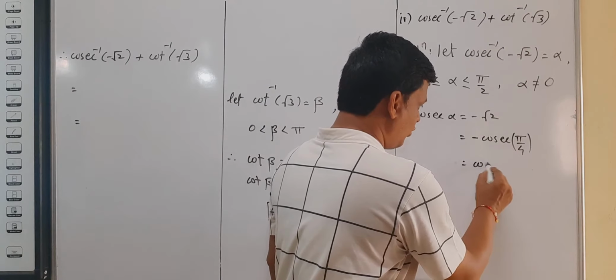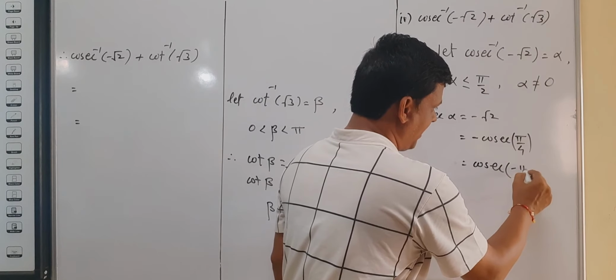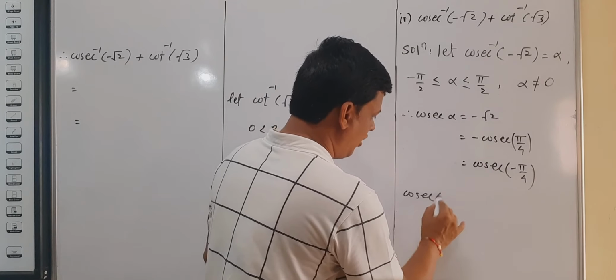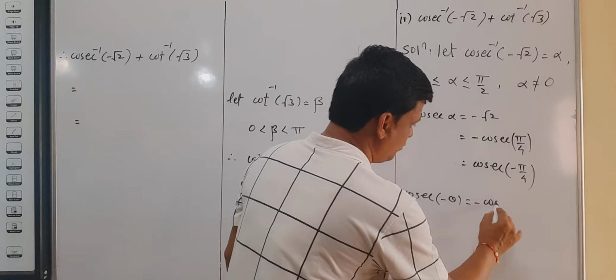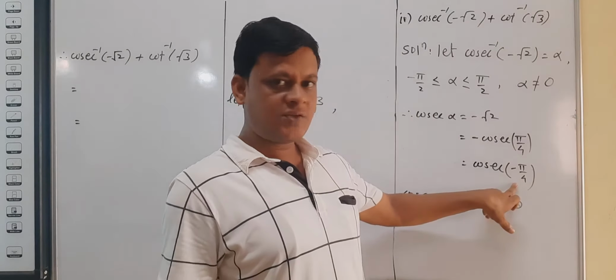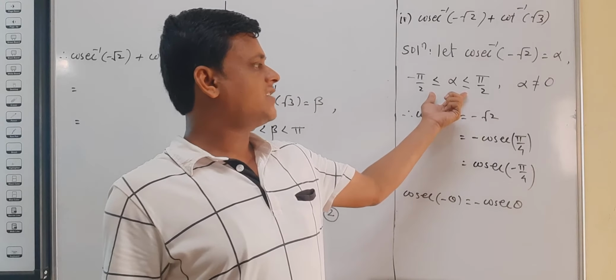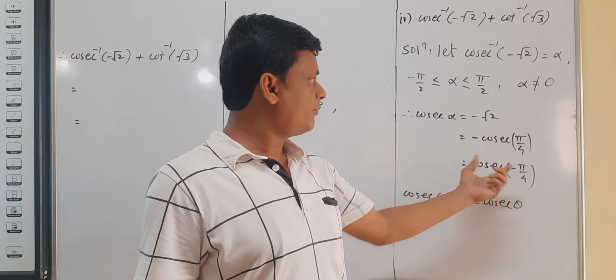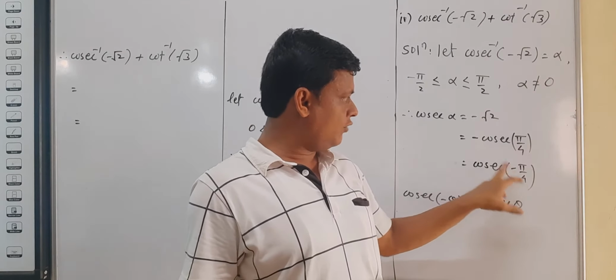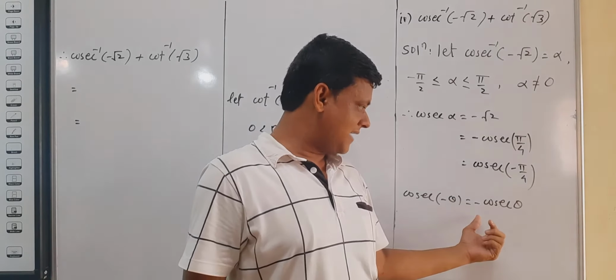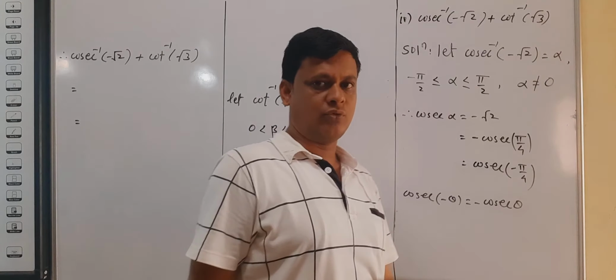So we write here cosec of minus pi by 4. Which formula have we used here? Cosec of minus theta is equal to minus cosec theta, because this minus 45 lies between minus 90 and plus 90. So from this we take the value of cosec of minus pi by 4 as minus cosec pi by 4.